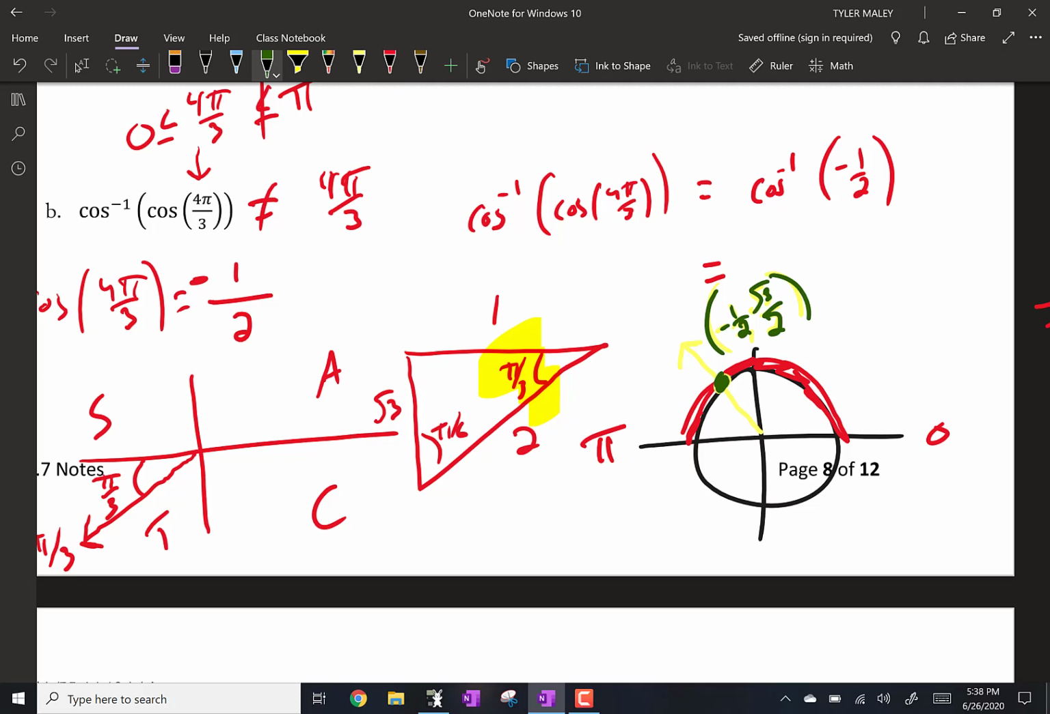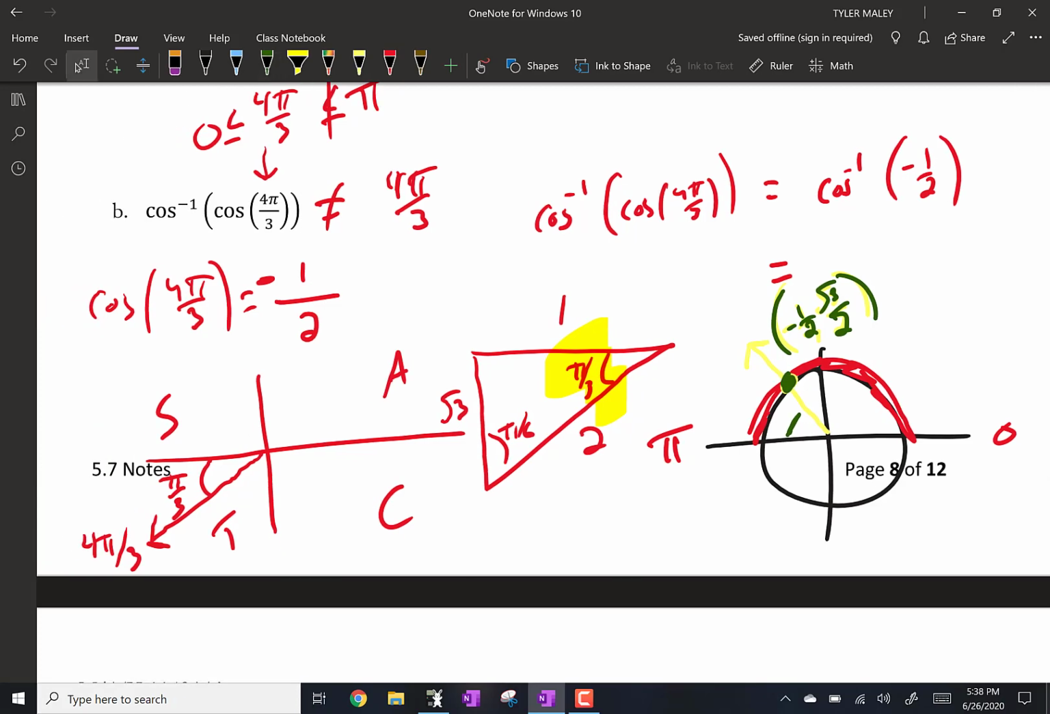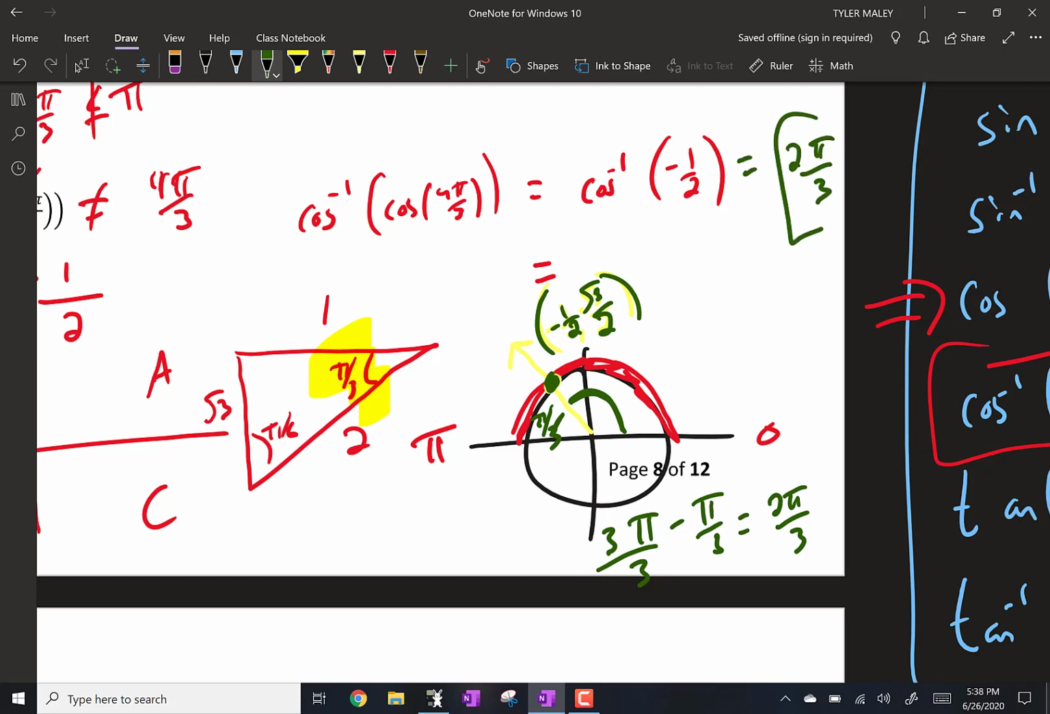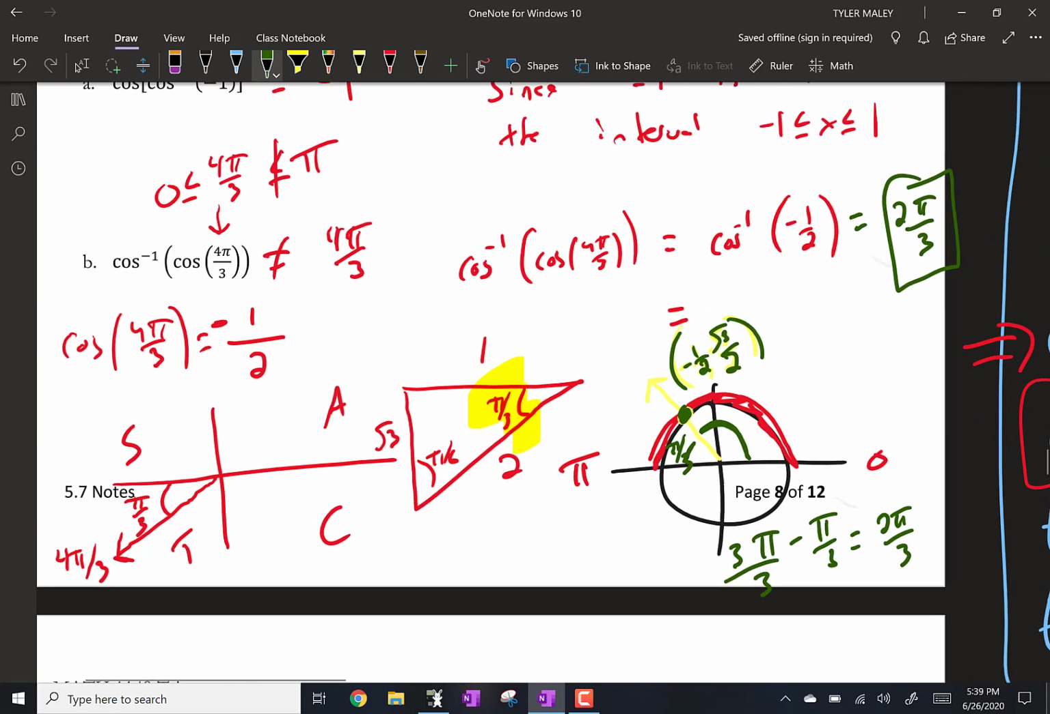Now we're trying to find what this angle would be. This angle we know would be pi over 3, from this triangle. So what angle would this be? That would be equal to pi minus pi over 3, which would be 2 pi over 3, because pi would be 3 pi over 3. So this is equal to 2 pi over 3. That would be the answer that we want here.